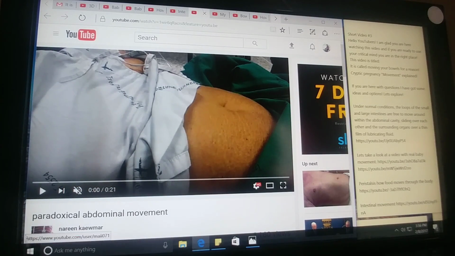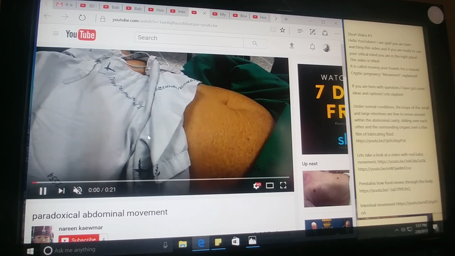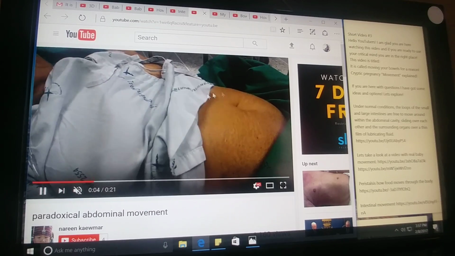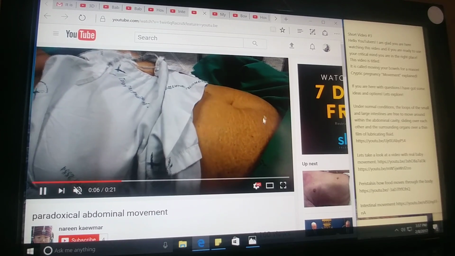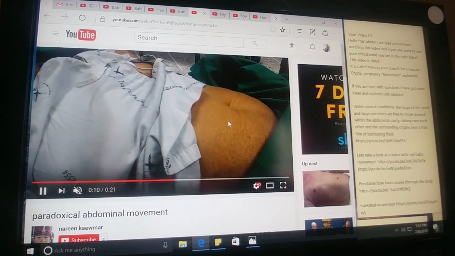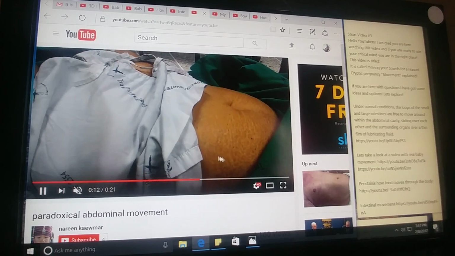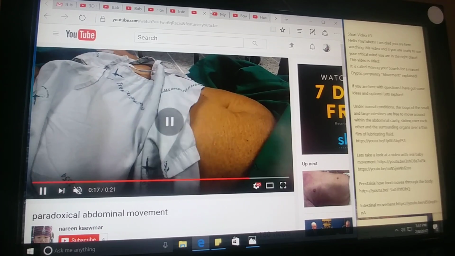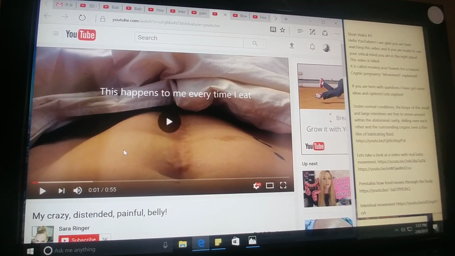Now we're going to look at another one that is entitled Paradoxal Abdominal Movement. And this is just from the abdomen. This person is not pregnant. This is just the intestines and or organs moving around and causing what it looks like. It looks like the intestines are contracting irregularly, and that's what's causing this movement. And then there's this one.